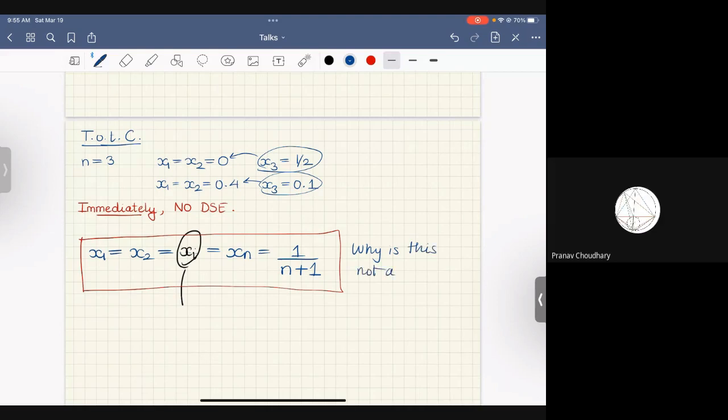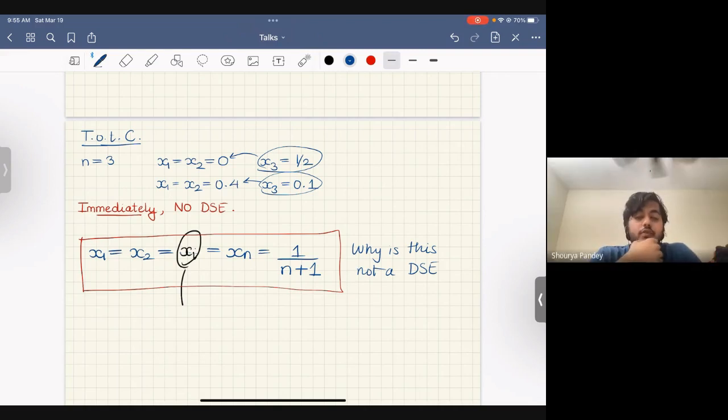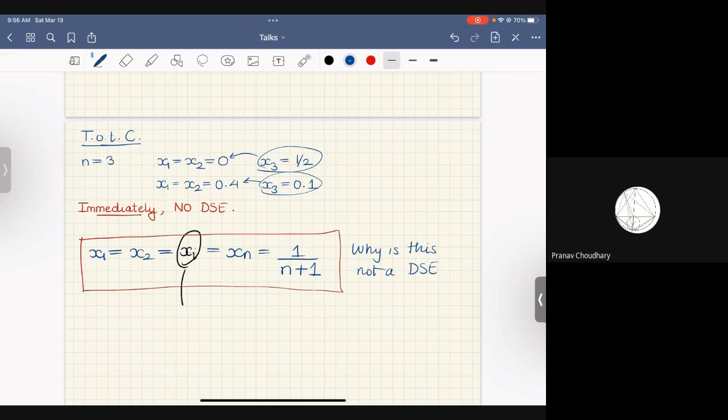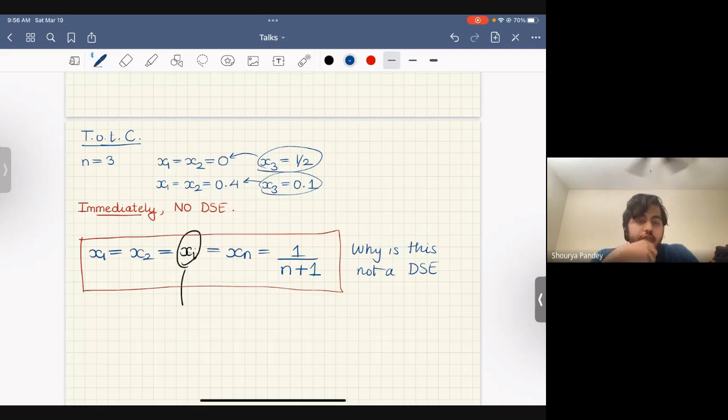Because it's not best for person i. That person i can do better. If the other person picks something that... Sorry, could you say that once more? It doesn't maximize the profit of person i, right? So if the others are 1 over n plus 1, then it does. Oh yeah, okay. Right? Because (1 minus s) over 2 is 1 over n plus 1.